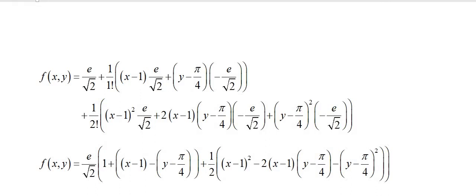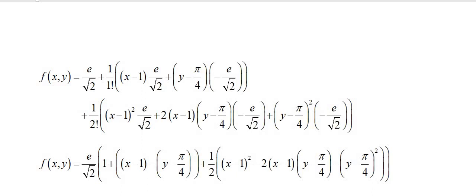Next is simplification of this RHS. Observe, every term contains e by root 2. So, take e by root 2 common. After taking e by root 2, here we are going to get 1 plus 1 by 1 factorial, which is 1 only. e by root 2 is outside. So, x minus 1, plus into minus is minus y minus pi by 4. This term is outside. Plus 1 by 2 factorial is there, that means 1 by 2 only.